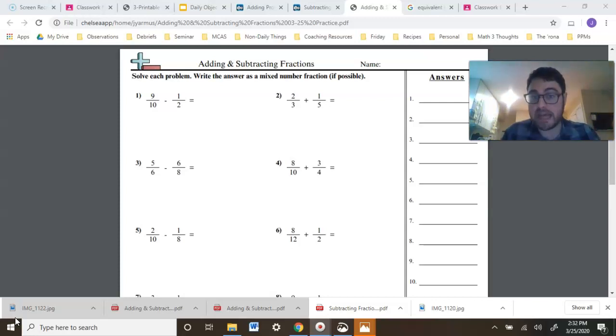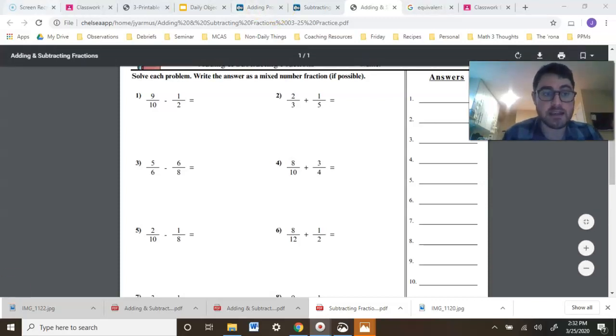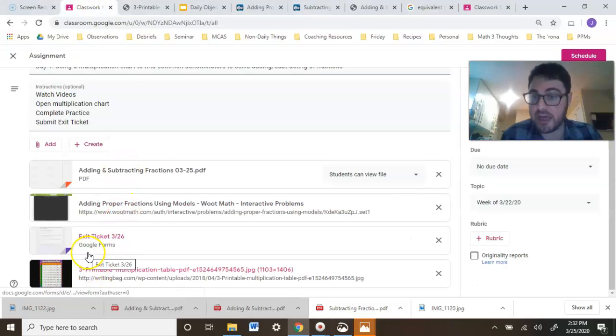And when you're finished, do your exit ticket, which is right here. Fill that out, take a picture on your paper, and send it to me.